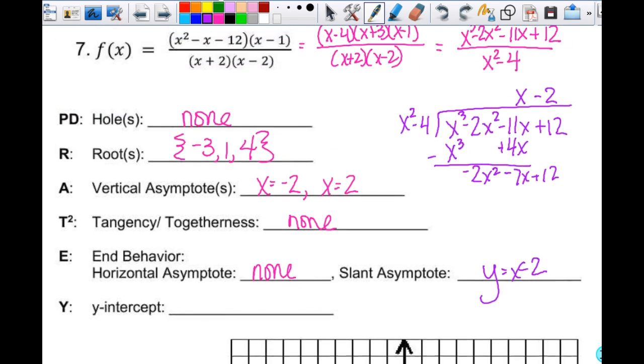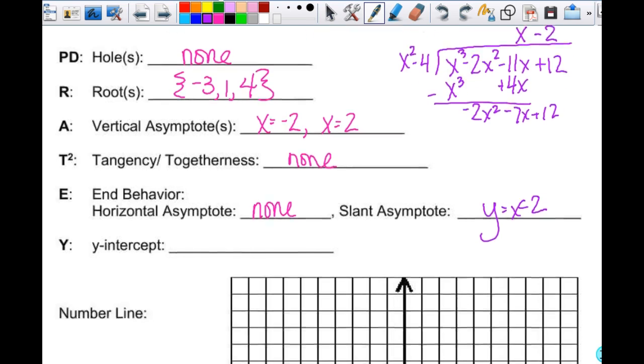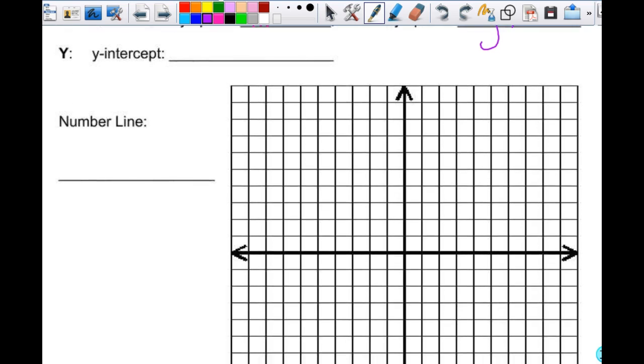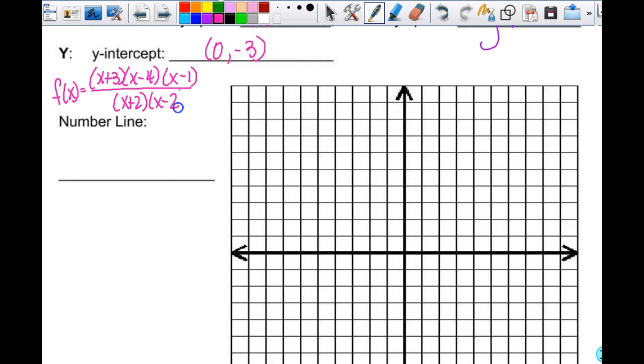All right, so then what's my y-intercept? 0, what? -3. Good. All right, so then to look at my number line, let me rewrite this. f of x is equal to x plus 3 times x minus 4 times x minus 1 over x plus 2 times x minus 2. All right, so I've got 5 things I've got to put on here. I've got to put on -3, -2, 1, 2, and 4.